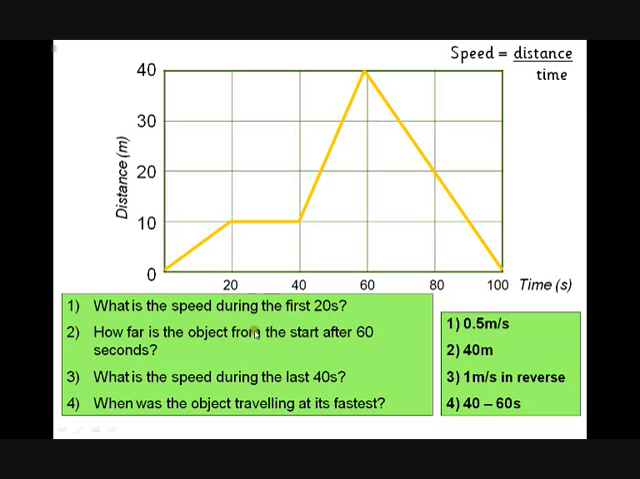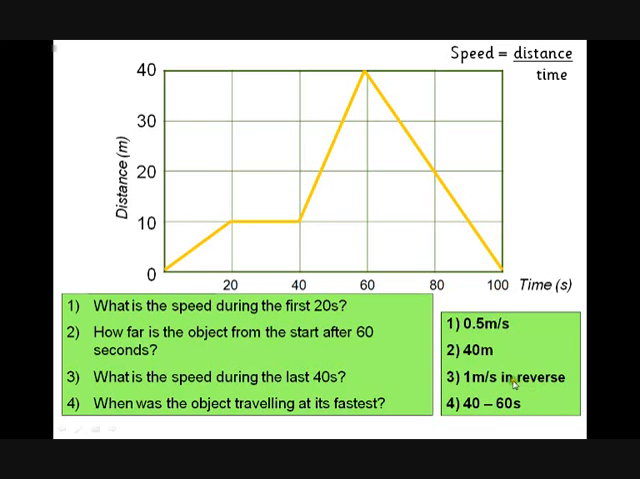Number 2, how far is the object from the start after 60 seconds? So if we look at 60 seconds and read across, then we know that we have travelled in total 40 meters. So we are 40 meters from the start after 60 seconds. What is the speed during the last 40 seconds? Well, the last 40 seconds is between 60 and 100. And in those 40 seconds, our distance goes from 40 all the way down to 0. So it travels 40 meters and it does that in 40 seconds. So speed equals distance divided by time. So it's the distance 40 divided by the time 40. It's actually 1 meter per second.